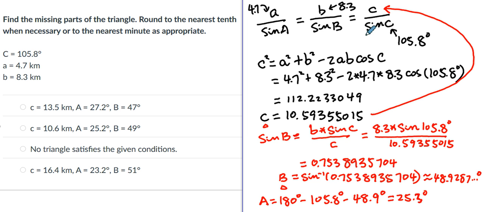Consider the law of sines. You have A 4.7, you have B 8.3, and you have an angle 105.8. So any combination like this one, or this one with this one, is not going to work to find this value C or this angle B or this angle A. Okay? Because those three values are in separate places.